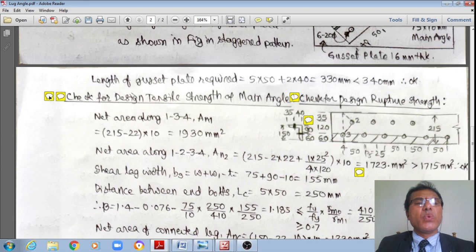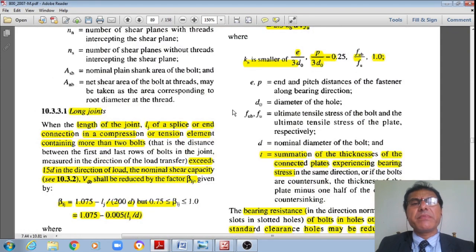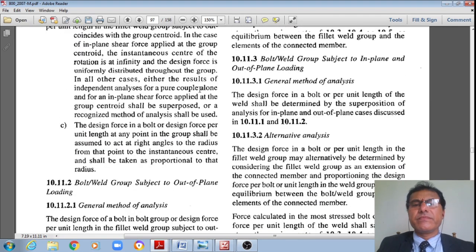Now, respecting that Codal specification, as per IS 800:2007 clause 10.12.6, page number 84, let me go to that page number 84, student. Yes, I am there on page number 84.